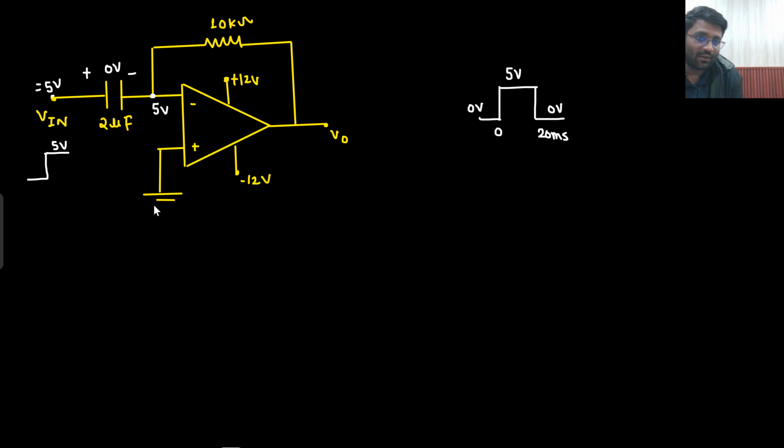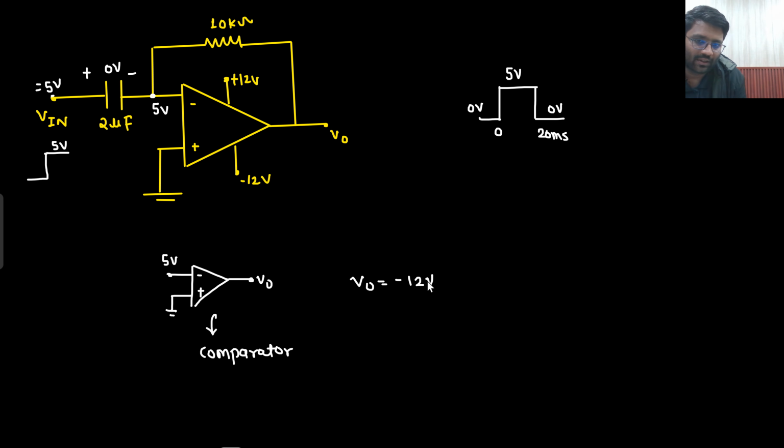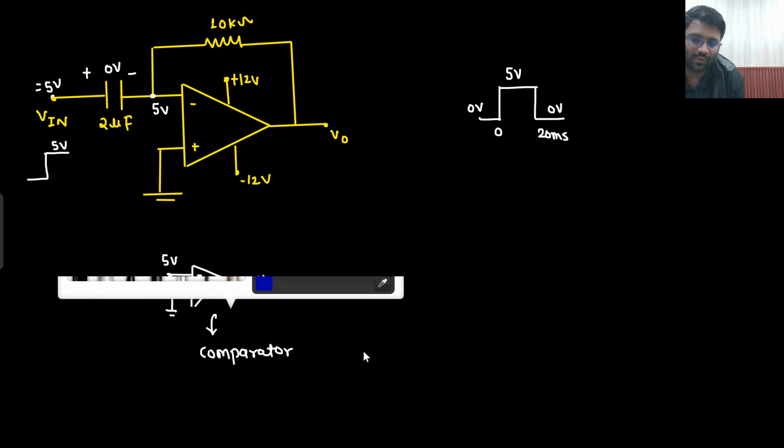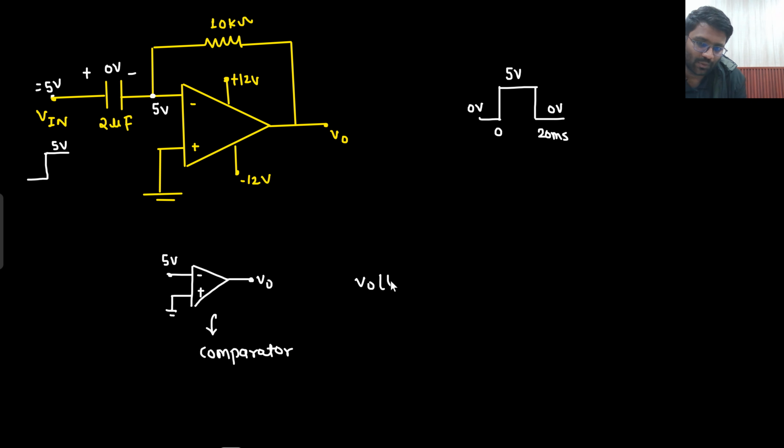Now what is the scenario at t equals 0 plus? This is minus, this is plus. At this node you have 5 volt, at this node you have ground. What will be your output? Now it will simply behave as a comparator. The negative terminal has more potential, the positive terminal has lesser potential, so the output will be saturated to negative voltage. That's it. This is the scenario at t equals 0 plus. So your output at t equals 0 plus will be minus 12 volt.